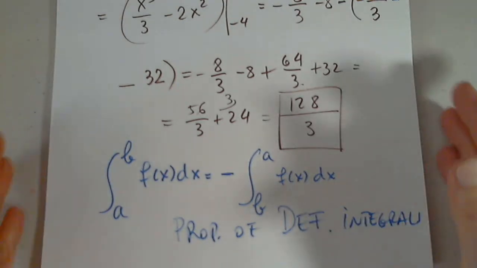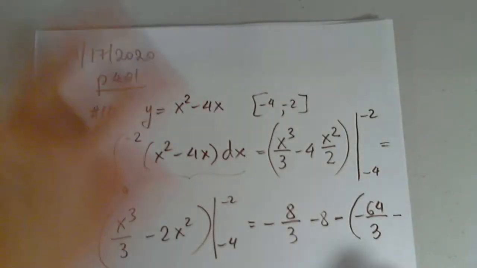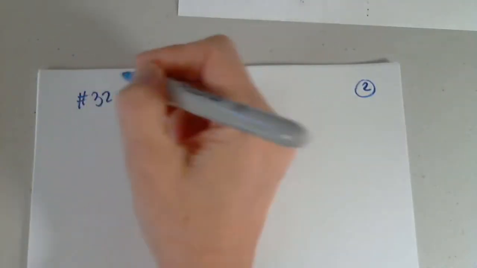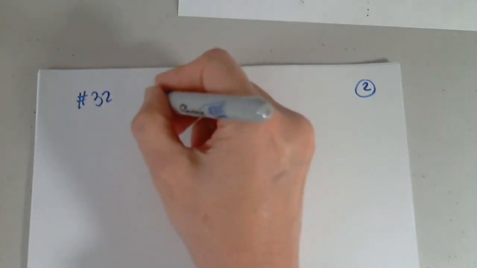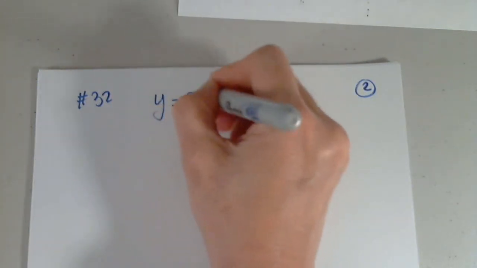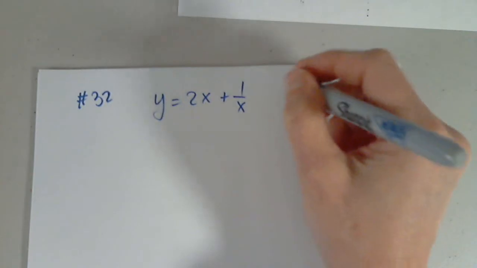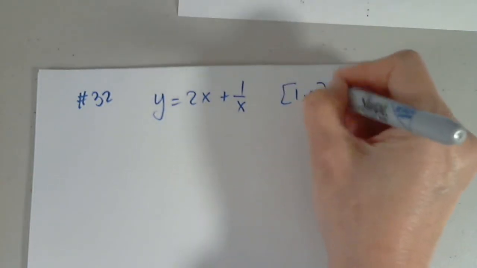Can you do 32? Yes, 32. Very good. Same page? Yeah, it's on 401. Very good. 32. Or is that okay? Yeah, it's fine. 2x plus 1 over x on the interval 1, 4.